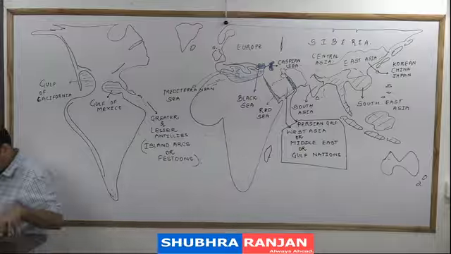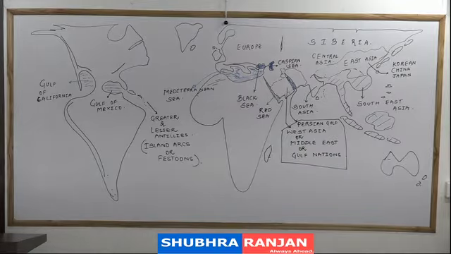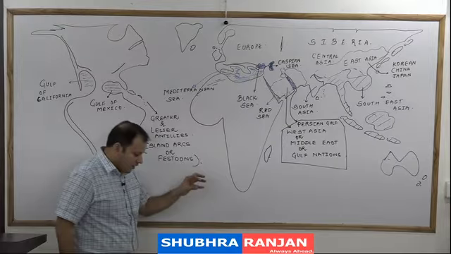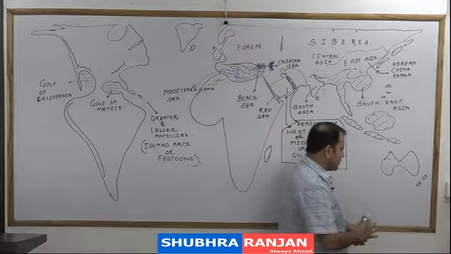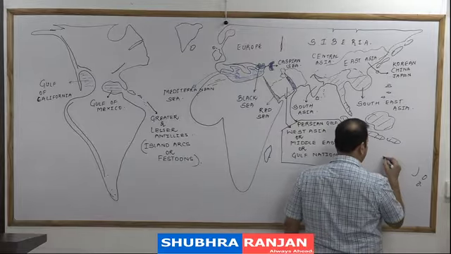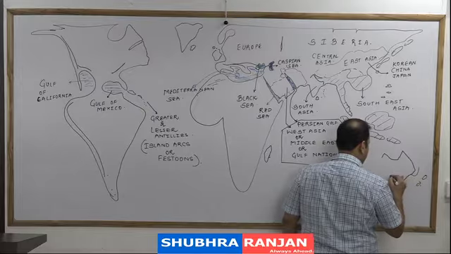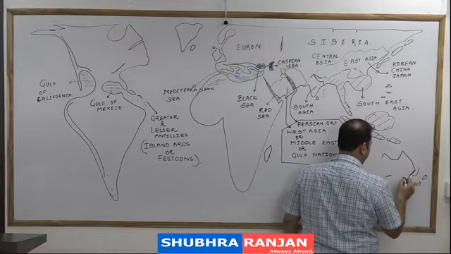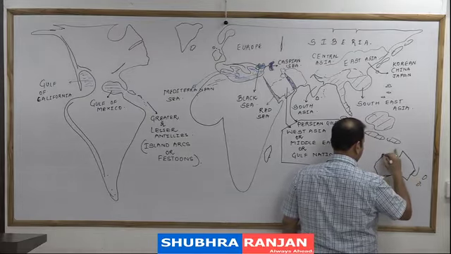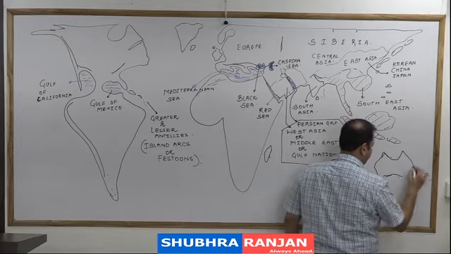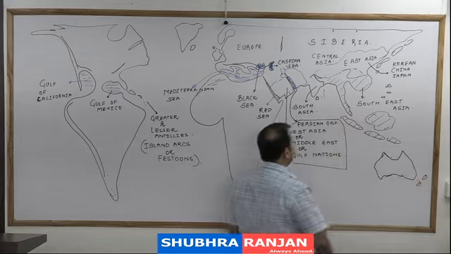Turkey and Russia are both Asian as well as European nations.